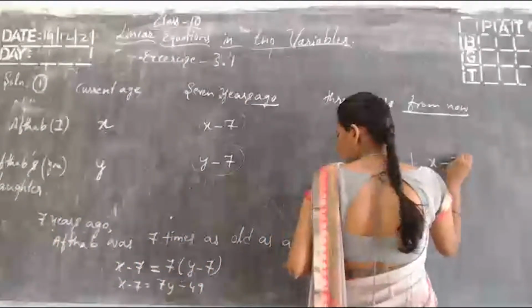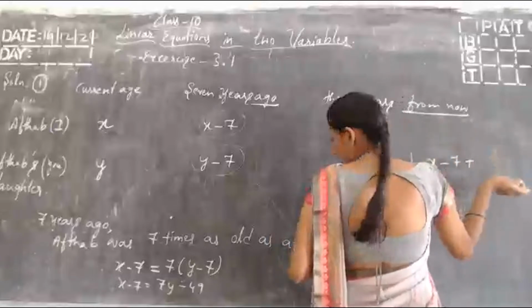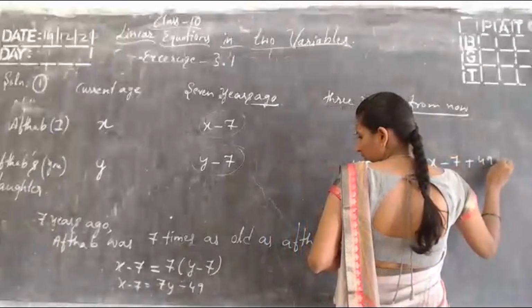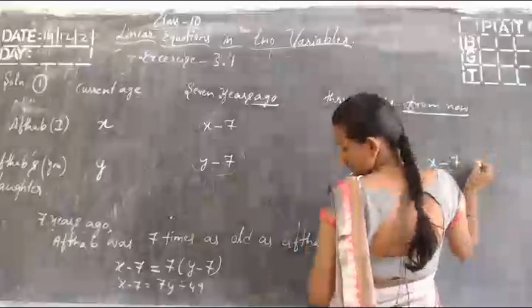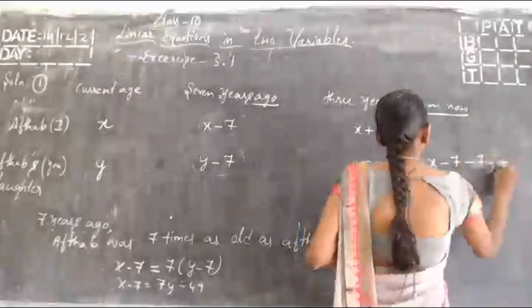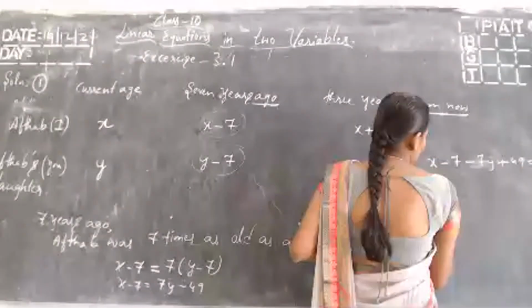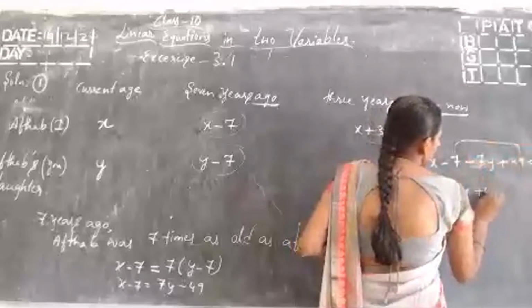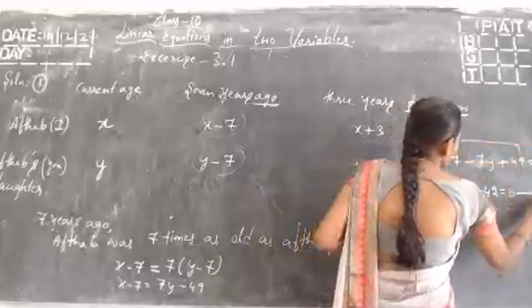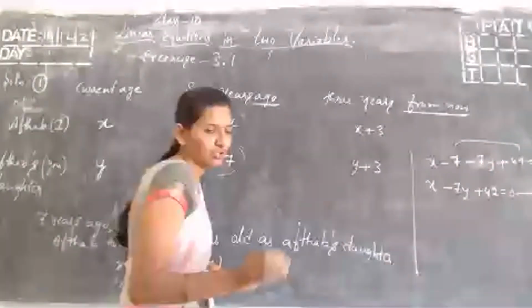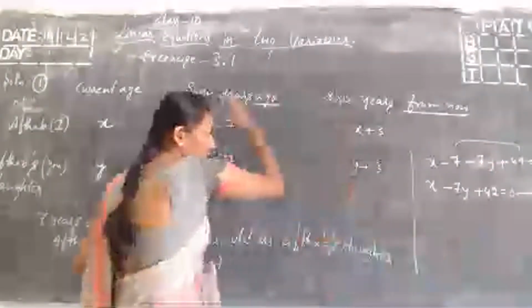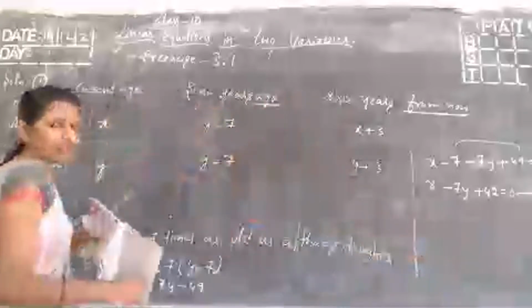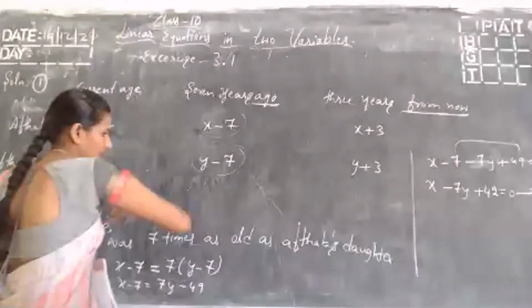This implies x minus 7, take everything to the left side: x minus 7y plus 49 minus 7 is plus 42, equals 0. So we get equation 1. Only to get this equation, we did all this. Understood?